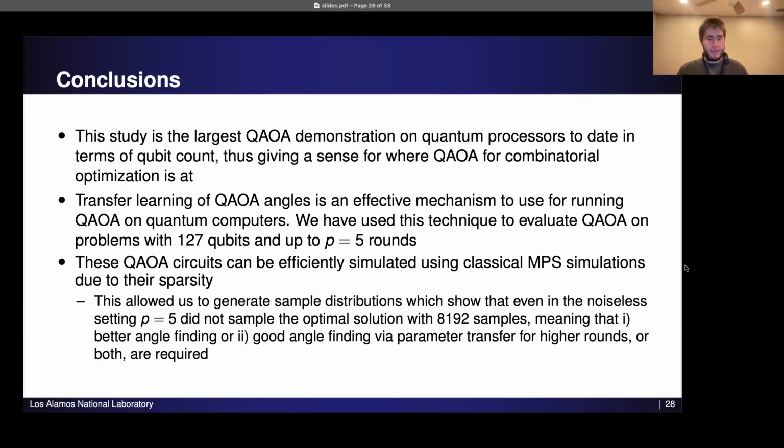And these QAOA circuits can be pretty efficiently simulated using classical MPS simulations, and that's just because of how sparse they are. And this allowed us to also generate sample distributions to see what the noiseless setting would look like. And we found that even in the noiseless setting at p equals 5, we would not be able to sample the optimal solutions, meaning we need even better angle finding, maybe after we've done the transfer learning, and or two, go to higher rounds using more transfer learning techniques, higher rounds with good angles, or both.